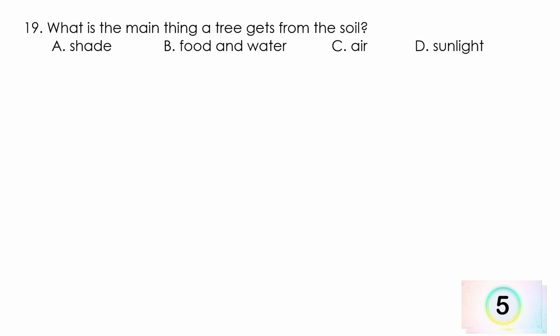19. What is the main thing a tree gets from the soil? A, shade. B, food and water. C, air. D, sunlight. Answer is food and water.